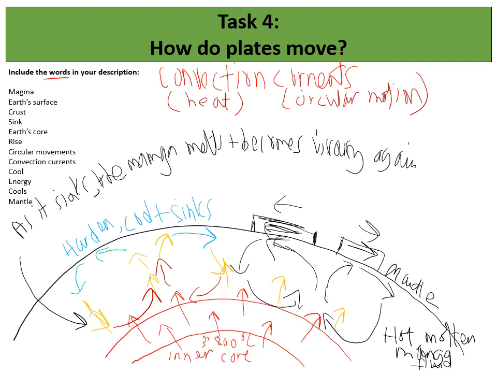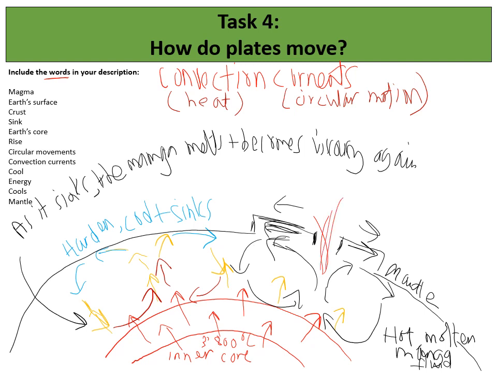Now, if the plates are moving away from each other, this allows cracks in the Earth to form. Now, if a crack forms in the Earth, then this molten magma can escape. So as plates move away from each other, we have volcanoes forming.